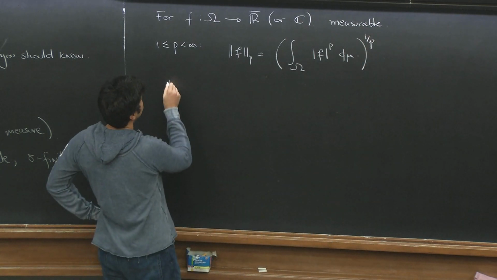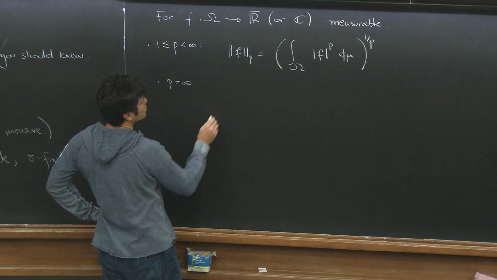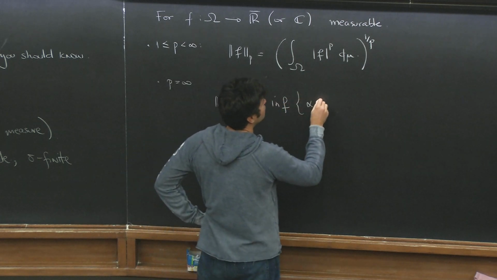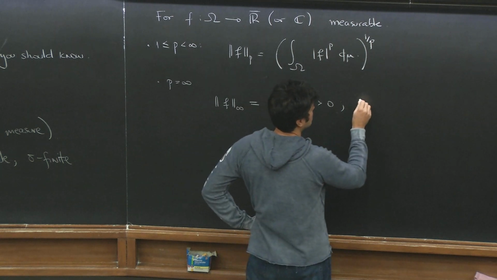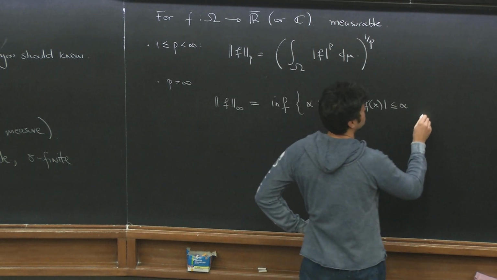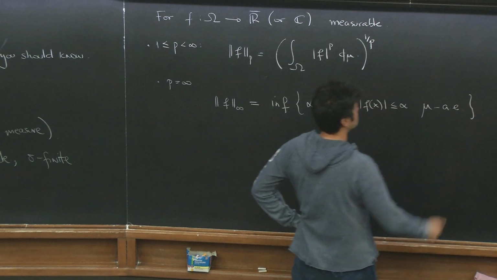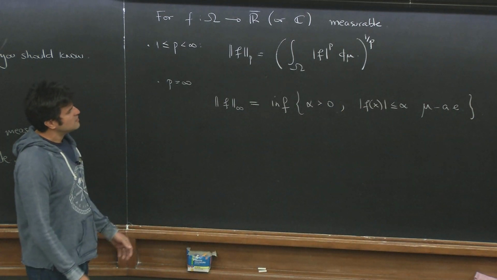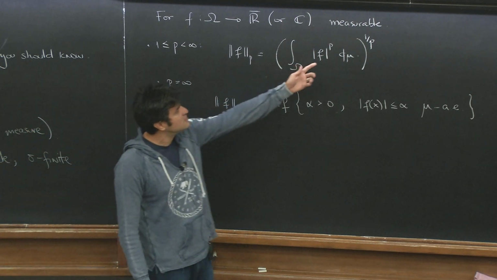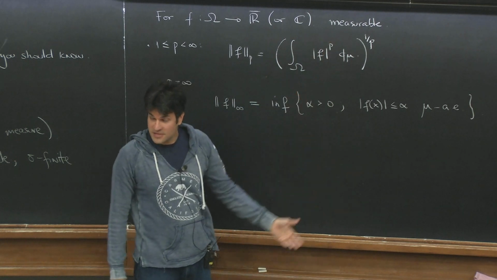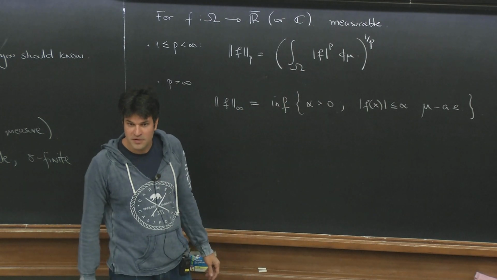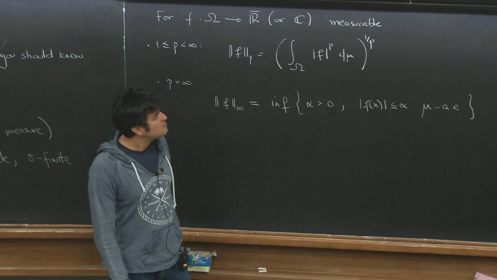And if p is equal to infinity, we define the L infinity norm as the infimum over all alpha bigger than 0 such that the modulus of f of x is less than or equal to alpha, mu almost everywhere. These quantities are perfectly well defined. I am integrating the modulus of a function, which is non-negative. It may be infinity, and that's okay for now, but these are perfectly well defined quantities for any measurable function.